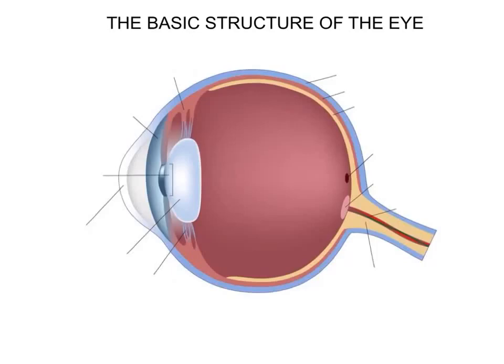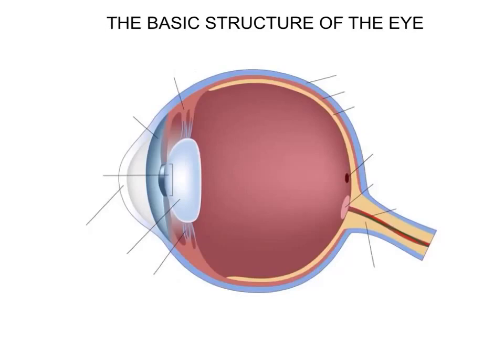Hello everyone, in this video we're going to talk about the basic structure of the eye. We're going to go through all of the parts and what they do, and then at the end I'm going to show you a very quick way of being able to draw this entire diagram out from scratch, just putting in the key structures that you need to learn about at key stage 3 and 4.